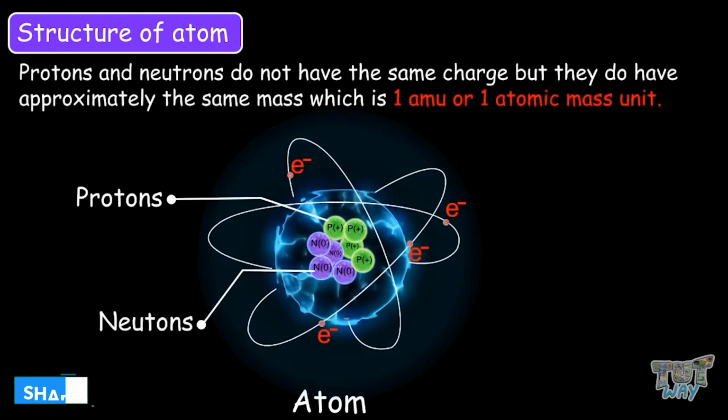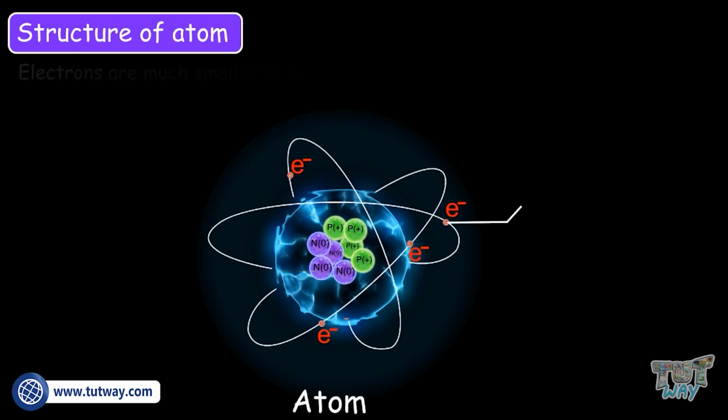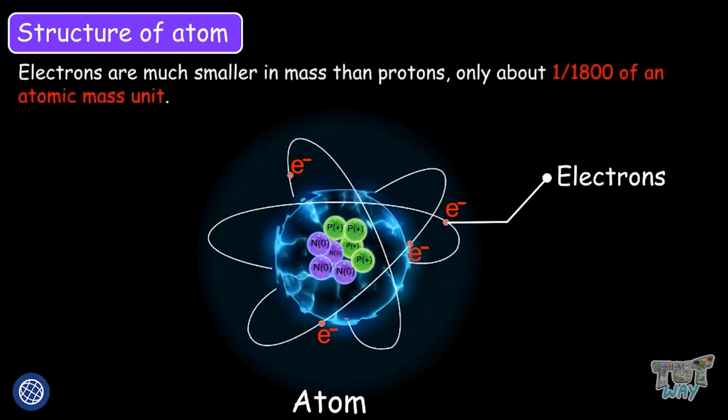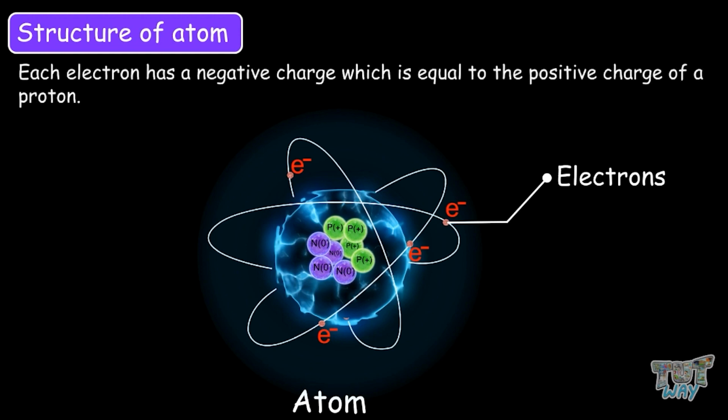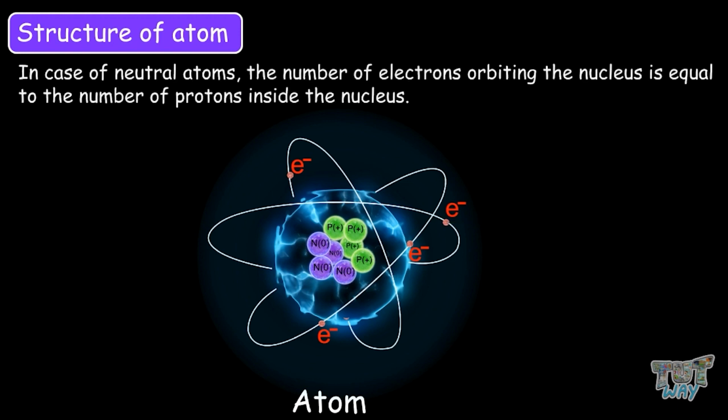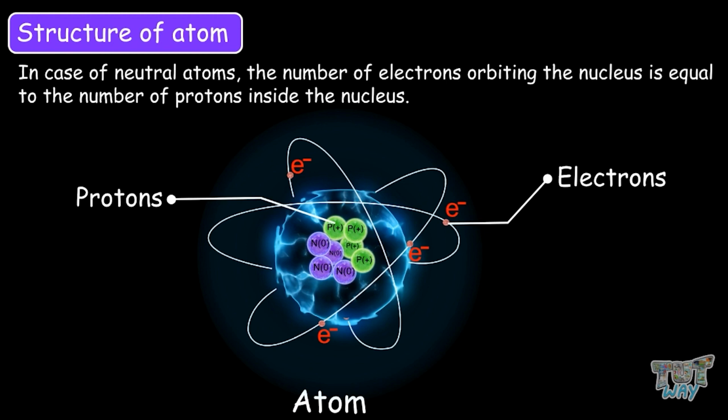Protons and neutrons do not have the same charge, but they do have approximately the same mass, which is 1 AMU or 1 atomic mass unit. And electrons are much smaller in mass than protons. There are only about 1 by 1800 of an atomic mass unit. And each electron has a negative charge equal to the positive charge of a proton. In the case of neutral atoms, the number of electrons orbiting the nucleus is always equal to the number of protons inside of the nucleus.